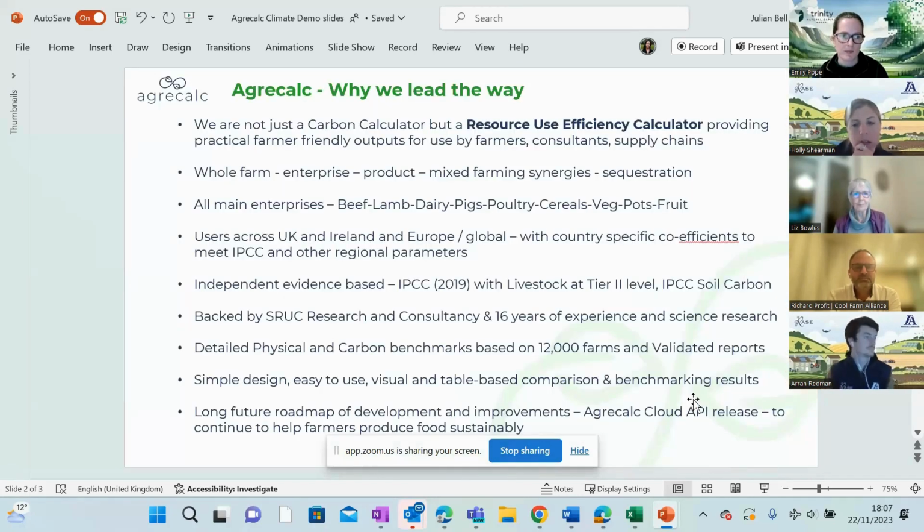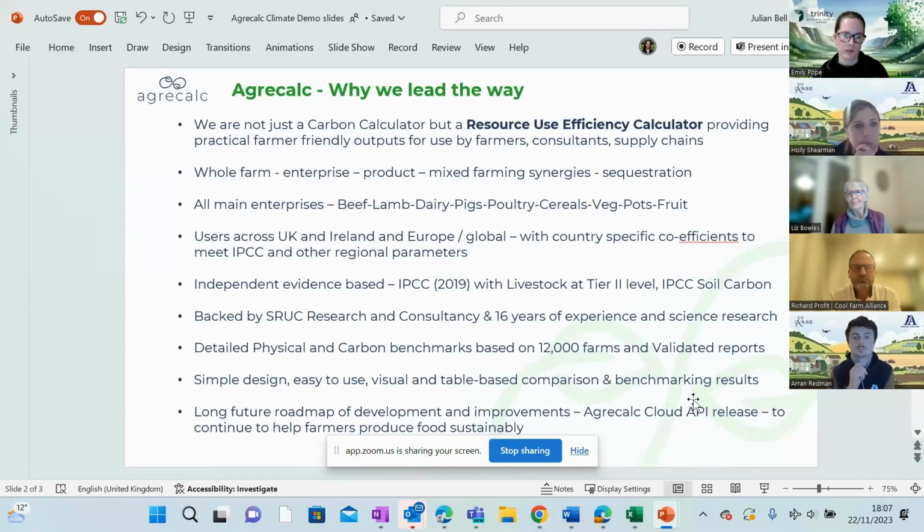Just some of the key aspects of Agrecalc that we hope you'll find useful or helpful, depending on your sector. So we've got a big focus on resource use efficiency. Agrecalc was developed over 17 years ago now to help farmers be productive and reduce their carbon emissions. It's developed by farm advisors with the backup of world-leading research at SRUC. And we're now an independent company connected to SRUC to deliver effective carbon calculators for the industry.